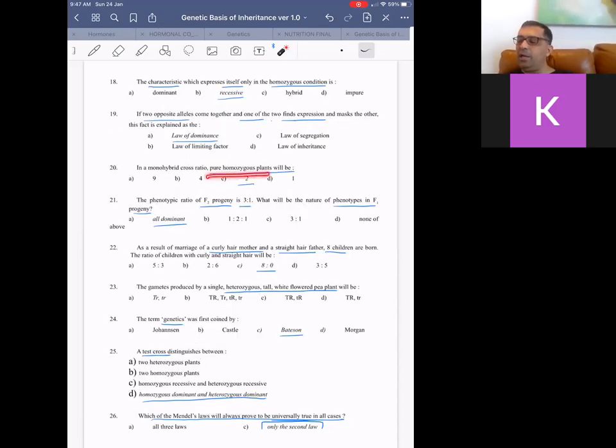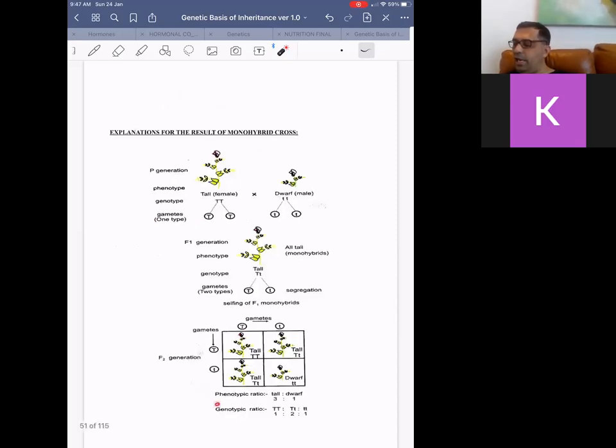The phenotypic ratio of F2 progeny is 3:1. What is the nature of phenotype in the F1 progeny? All dominant. In F2 progeny we get a 3:1 ratio. In the F1 generation we get all tall, so they are all dominant. So in F1 the hybrid is dominant. In the F2 generation, 3 dominant and 1 recessive characteristic will appear.